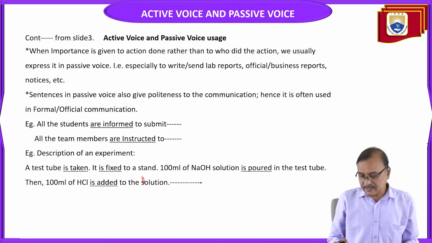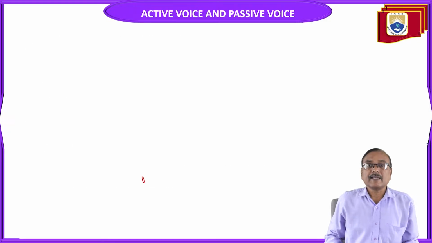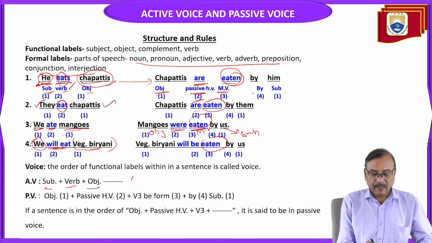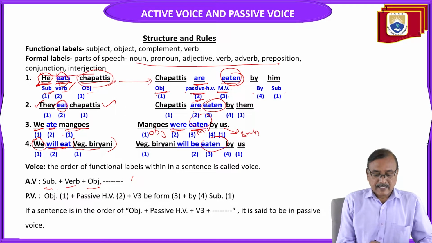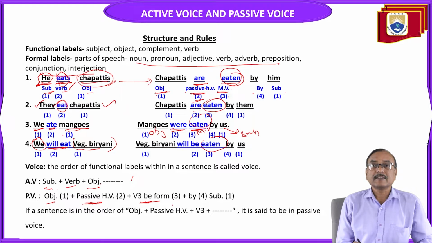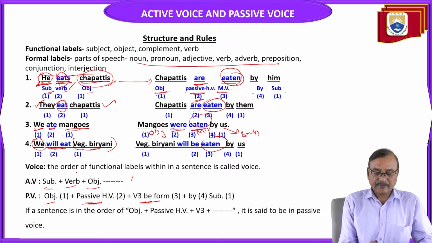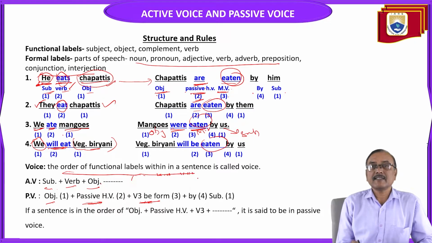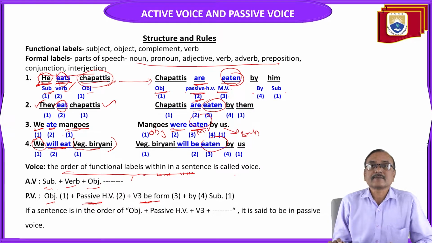If the sentence is in SVO order, subject, verb, object order, this is called active voice. If the sentence is in this order, object, passive helping verb, then V3 form, this is said to be in passive voice. So, the order of functional labels within a sentence is called voice.